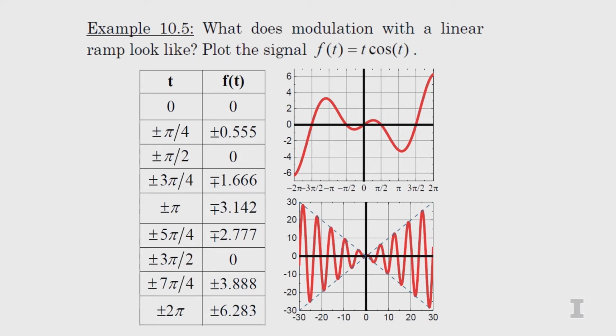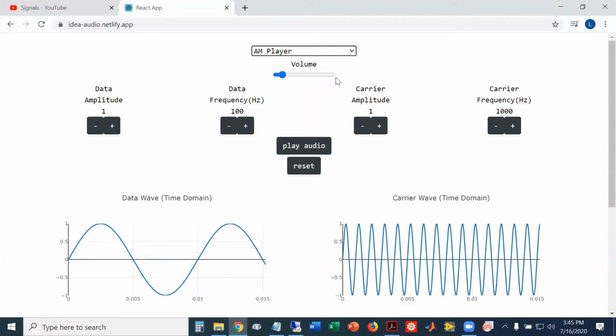OK, so here's the plots with cosine t, and then we scale the amplitude by t. All right? So this is just another concept in signal processing that's used, this idea of modulation. So I want to talk about amplitude modulation.